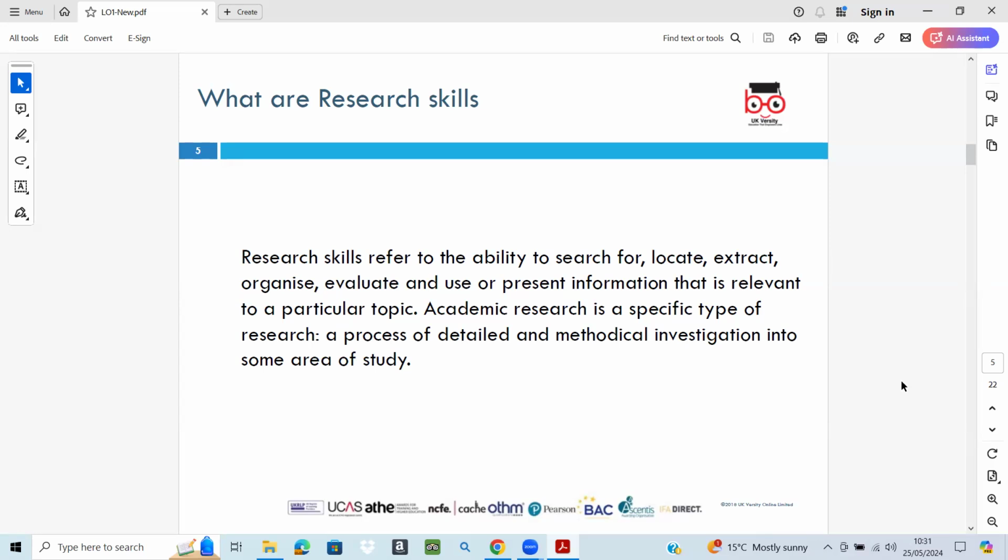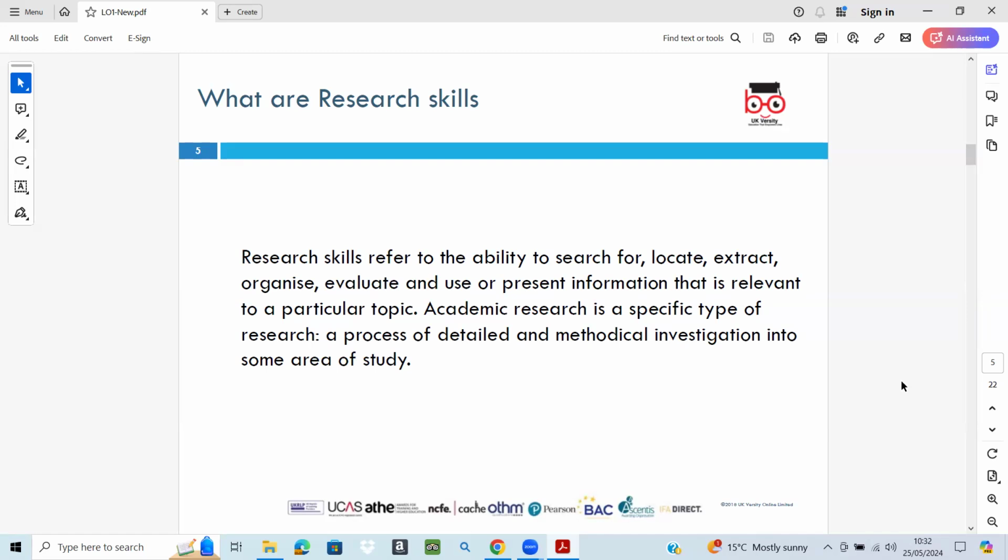One of the important aspects is locating information. So what do we mean by locating information? It's the skill of navigating through various resources to find accurate and relevant information. Then we need to extract the information. So the ability to gather key pieces of information from various sources is extracting the information. Then we need to organize the information. So it's the ability to systematically arrange information for easy access and analysis.